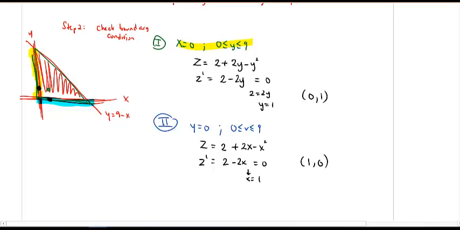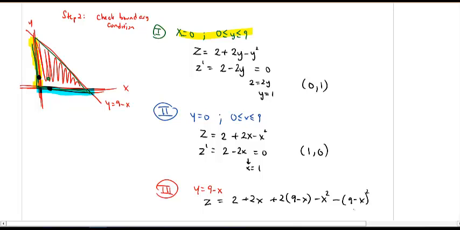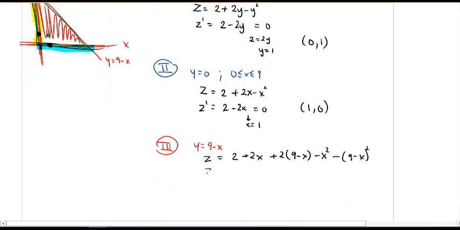And then finally, the third boundary. Yes, we have 3 boundaries here. The third boundary would be the slanted one. That's the line y equals 9 minus x. If I replace that into the z equation, wherever I see y, here's what you get. Z equals 2 plus 2x plus 2y minus x squared minus y squared. Now I'm not going to expand this out because I just want to find its derivative with respect to x in this case.